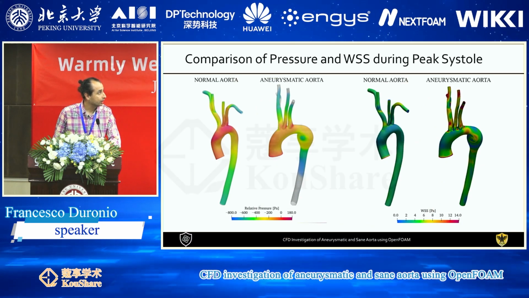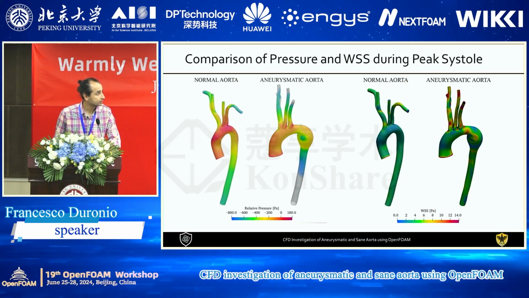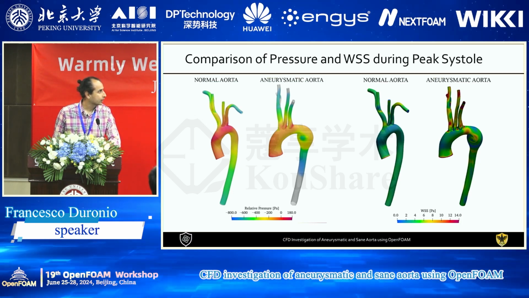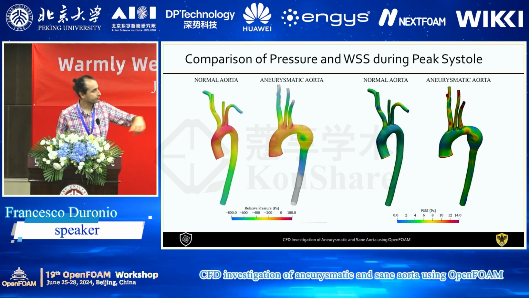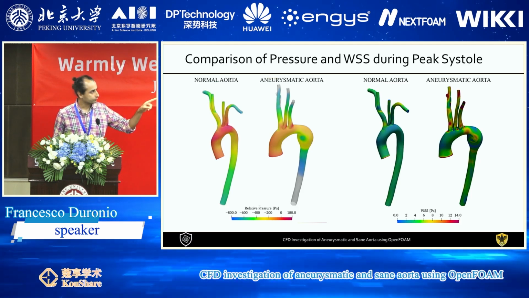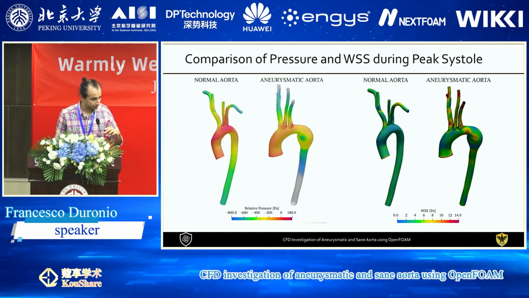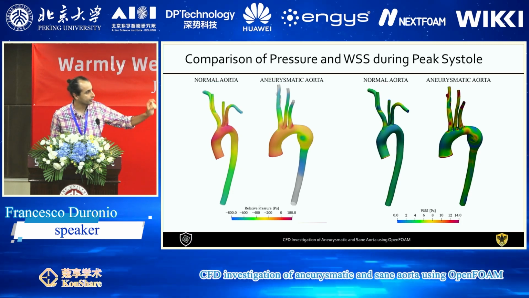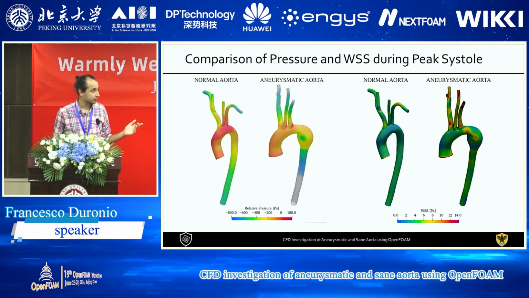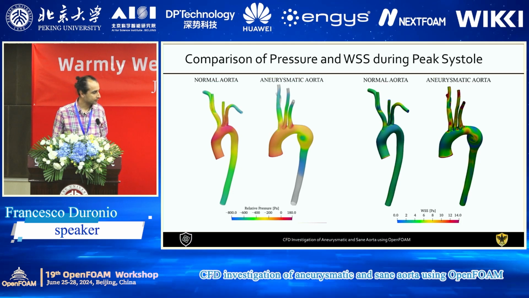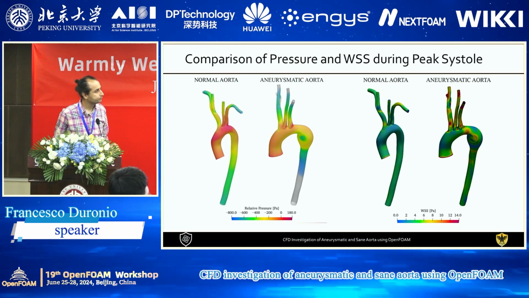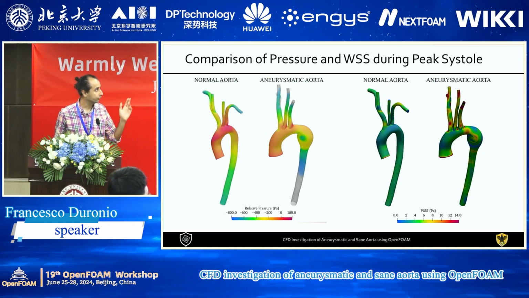The last set of results regards a comparison of pressure and wall shear stress during the peak systole of a heartbeat. And as you can see from the pressure comparison, the aneurysmatic aorta has an important depressurization zone, a low pressure zone, at the center of the vortex in the aneurysm, which is obviously a consequence of the presence of the turbulent flow and the rotating vortex, while we don't have this one for the normal aorta.